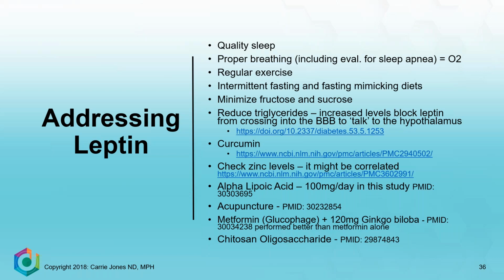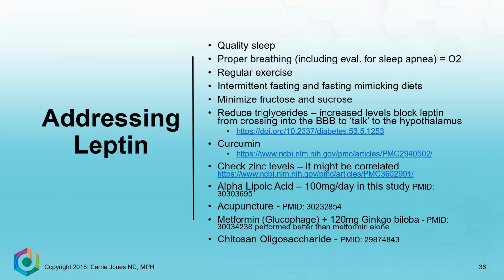And then a couple of supplementation supports per the literature. So curcumin, obviously, don't you feel like curcumin just fixes everything, allegedly? Curcumin is one of those. Of course, it's also very anti-inflammatory, which is very helpful. Zinc deficiency might be correlated with leptin resistance. Alpha lipoic acid, this study did 100 milligrams a day. Acupuncture. In this study, they looked at particular acupuncture points and how it helped to address leptin.